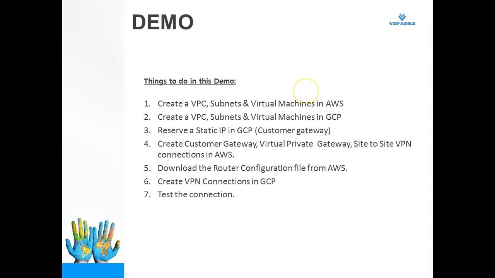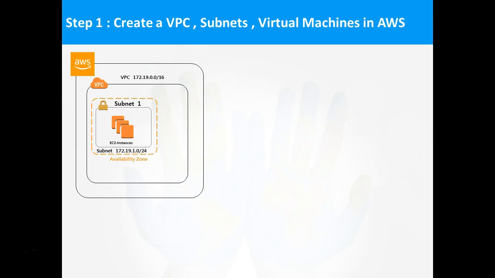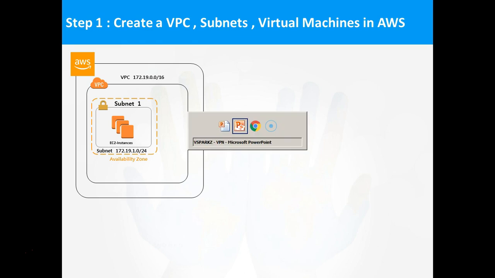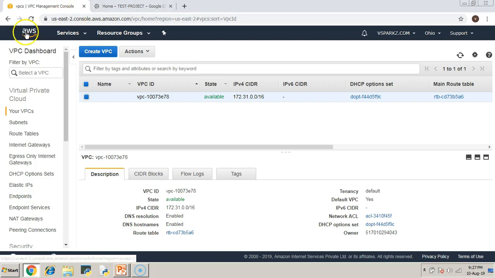Let us see the demo on site-to-site VPN connections step by step. These are the steps that we are going to do in this demo. This is the first step. What I'm going to do is create a VPC, subnet and virtual machines in AWS. So just go to the AWS Management Console.